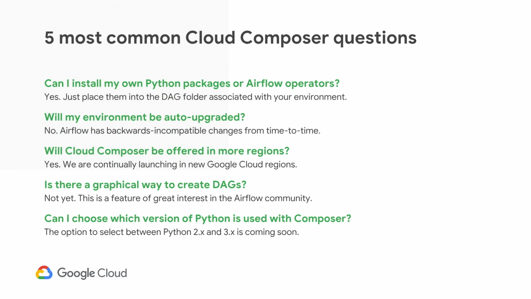Yeah. Will Composer be offering more regions? Absolutely, yes. That's our roadmap to expand Composer to possibly 1 or 2 more regions by the end of the year. And I think GA is a good example of that, right? Because with the GA release, it was then available in 2 more regions. Right, yeah. Is there a graphic way to create DAGs? We hear you, yes. Absolutely. Work in progress.